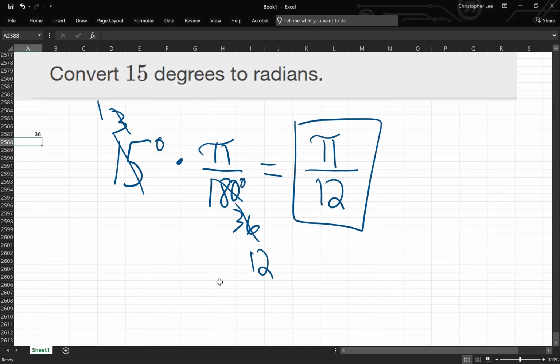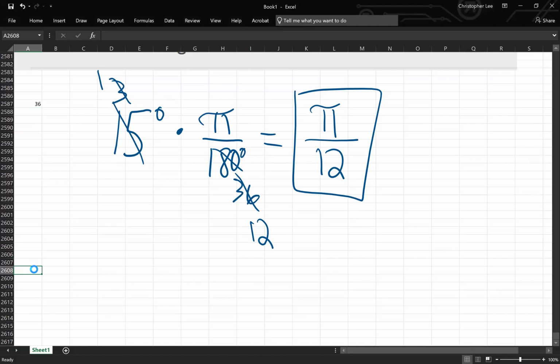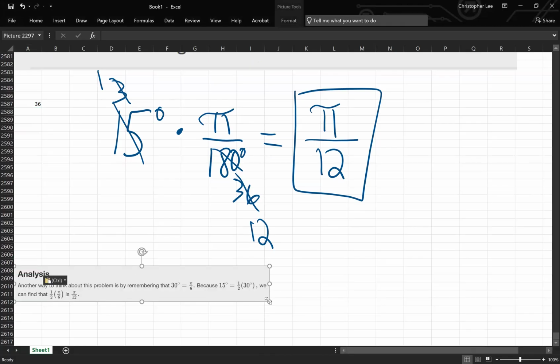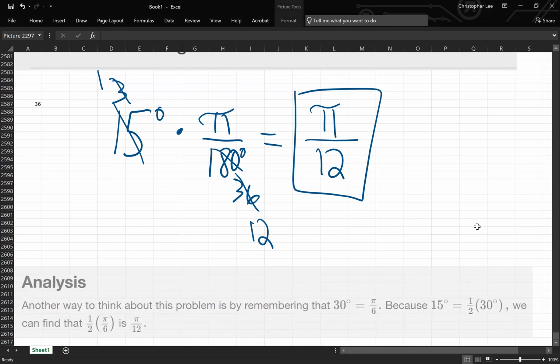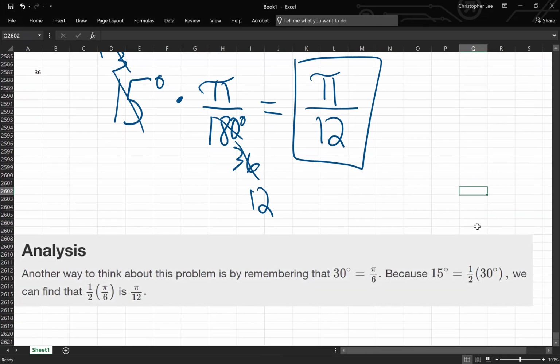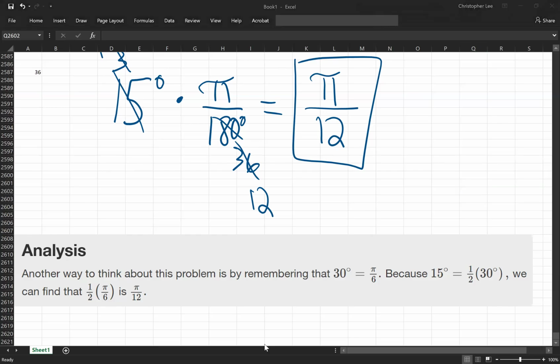Just to illustrate it a little bit, another way to think about this problem is by remembering that 30 degrees is equal to pi over 6. Because 15 degrees is equal to 1/2 of 30 degrees, we can find that 1/2 times pi over 6 is equal to pi over 12. Same thing, right? I feel like you guys get that, so let's jump to something else.